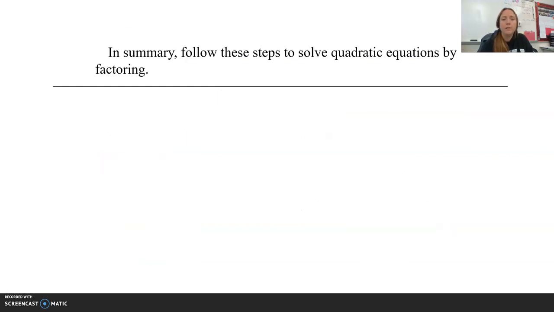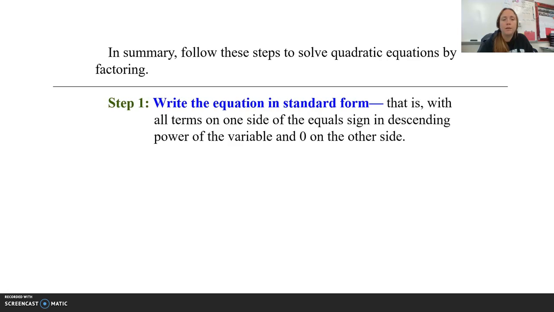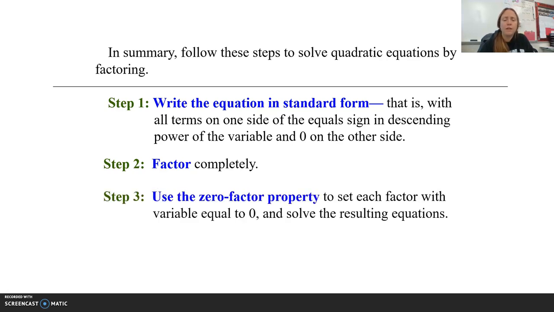So in summary, these are the steps you're going to do for factoring. Step number 1, write the equation in standard form. That means you're going to take all the terms and put them on one side of the equal sign, try to do it in descending order like we've been doing, and making sure that zero's on the other side. Step 2, factor completely. Take out your GCFs. You might have to do factoring by grouping, or you might have to do one of the other types of factoring we've done. And then finally, step 3, use that zero product property.